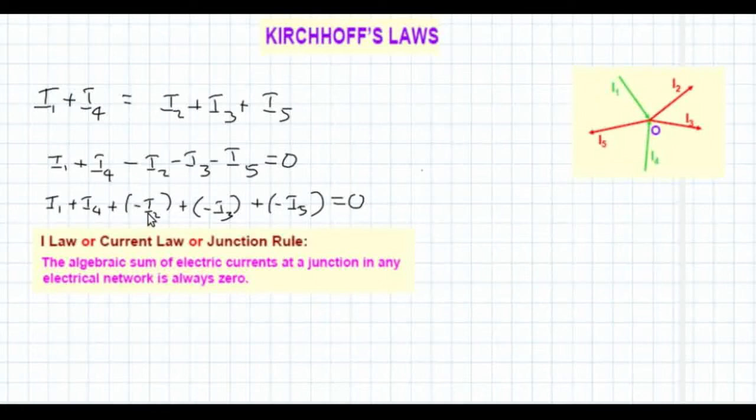Of course, these are not vectors. Current is not a vector because current will not obey the law of vector addition. So current is a scalar quantity, as we all know. But here this sign is given just to show that a negative sign shows the current is leaving the junction, and a plus sign shows the current is coming to the junction.